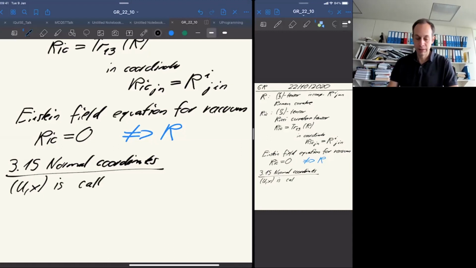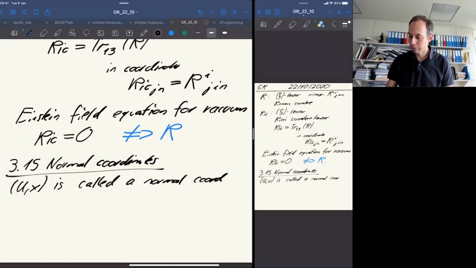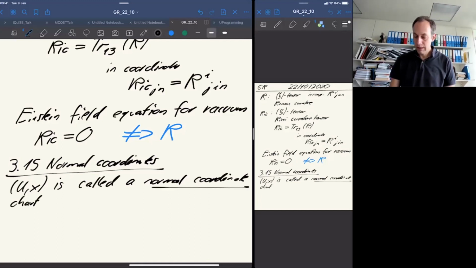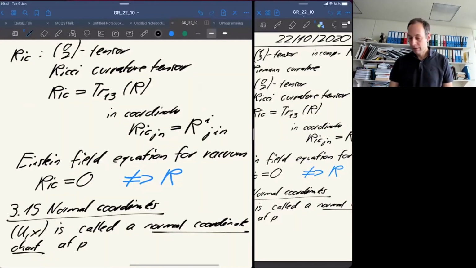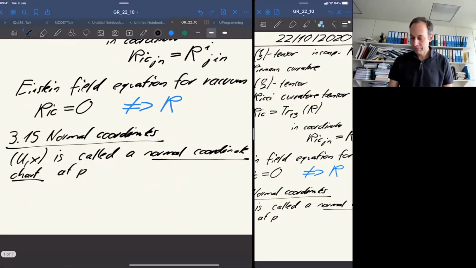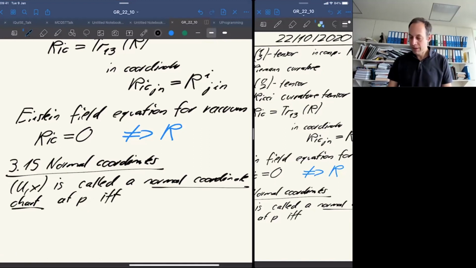So what are they? When I talk about coordinates, I'm of course talking about a chart. So a chart (U, x) is called a normal coordinate chart at P, and this is very important. It's just three letters, but it's important that you remember that it's at P, if the following holds: if at this point the Gamma symbols disappear.